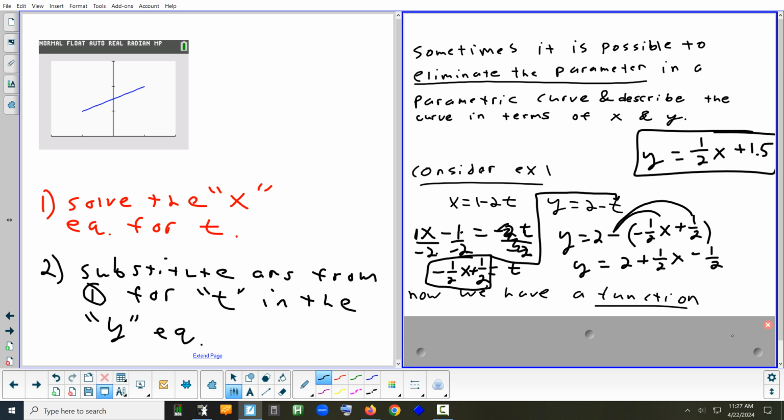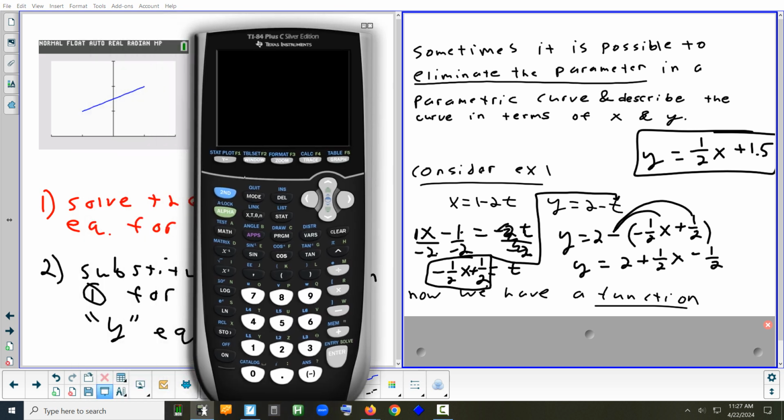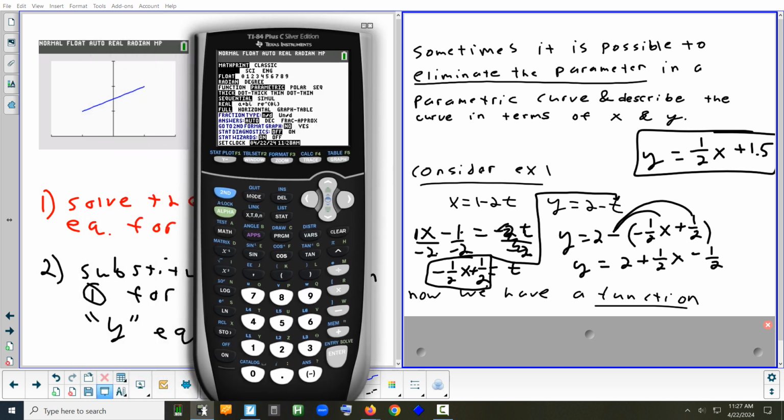Okay, well, let's see. So to graph that, that's a function. What mode do I have to switch my calculator back to? Function. That's a function. I'm not using t anymore. I changed it back to what we're used to using with those two steps. So change it to function. Just so I don't have to use fractions, I'm going to do 0.5x plus 1.5. And I hit graph.